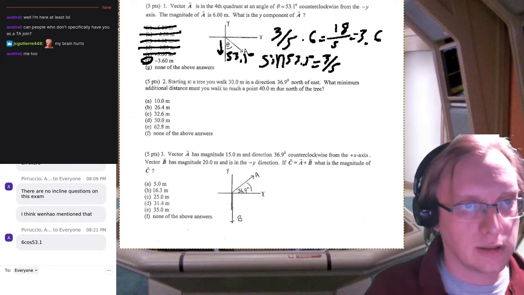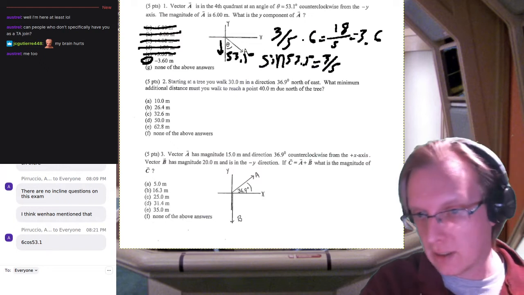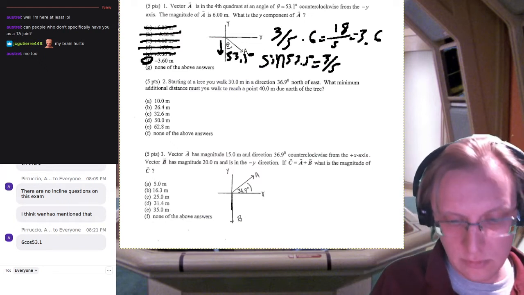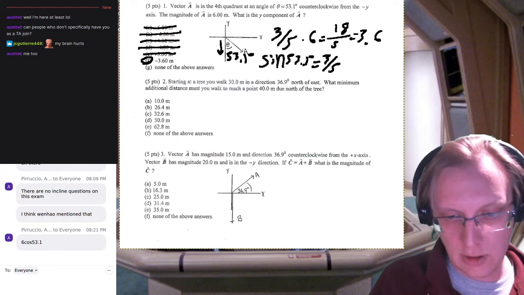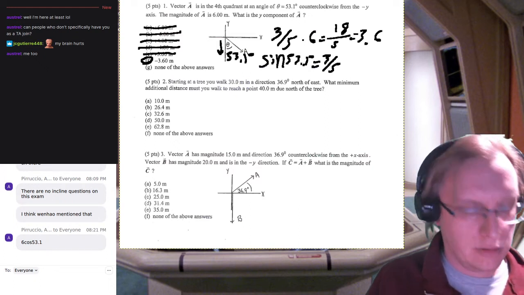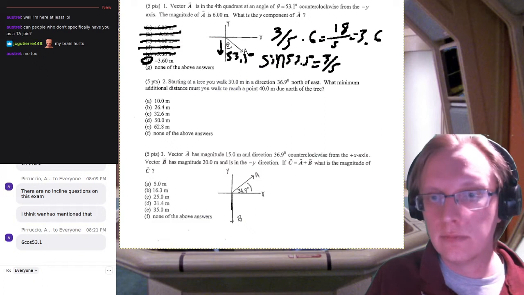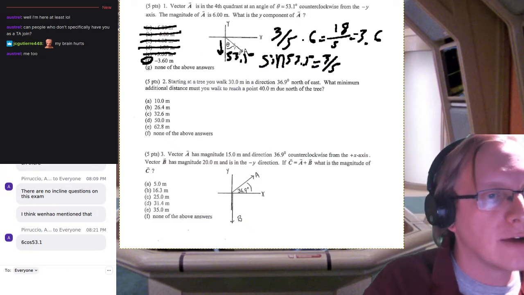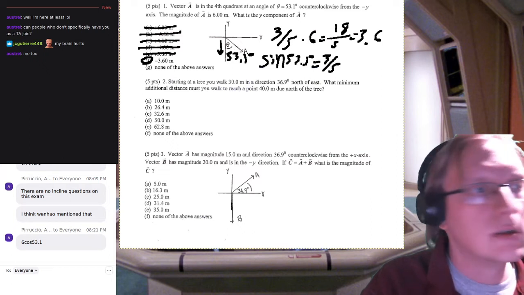Cosine 53.1. Let's see if I did that right. Did I get that? I never did get the calculator to show up right, did I? Cosine 53.1. That's 4/5. Let's see here. We're out further away. Let's see if I did that right.